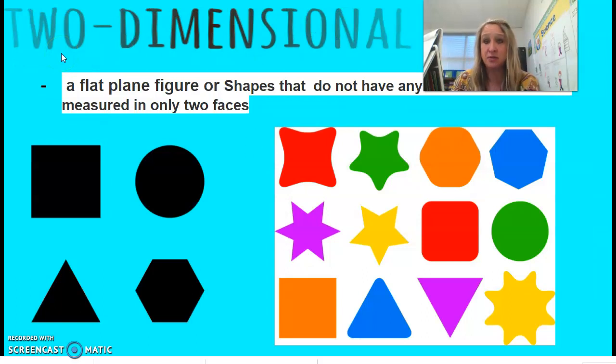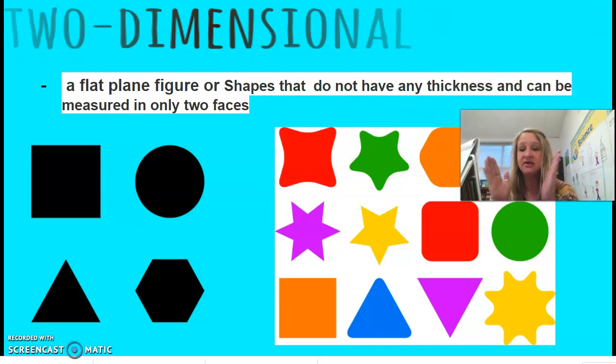Two-dimensional, say that with me. Two-dimensional means that it is a plain, flat figure that does not have any thickness, and it can be measured in only two faces. It's flat. It has a top and a bottom. That's it. Nothing else. Nothing in between.